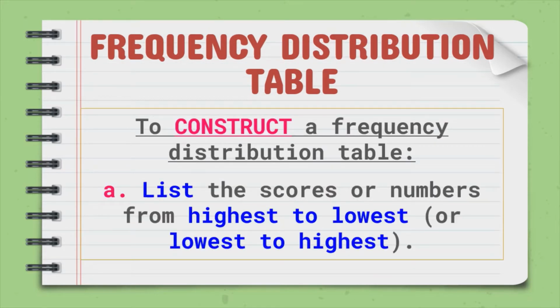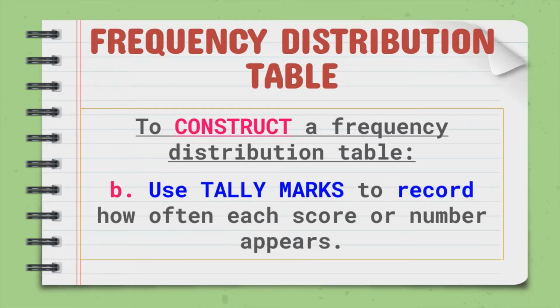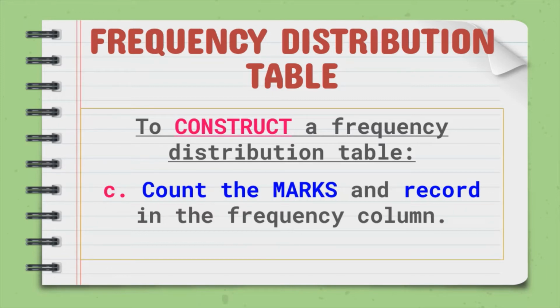Construct a frequency distribution table. First, list the scores or numbers from highest to lowest or lowest to highest, or i-list yung lahat ng objects na sinurvey. Then, use tally marks to record how often each score or number appears. Count the marks and record in the frequency column.